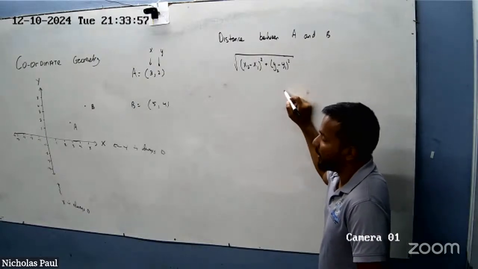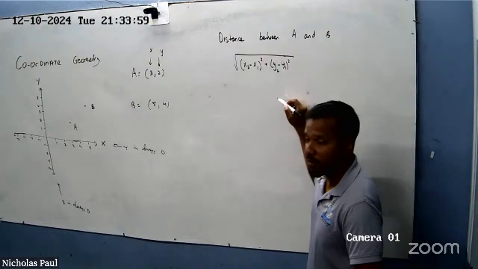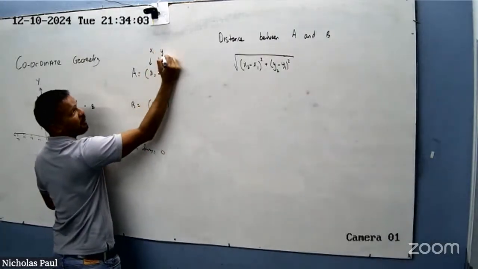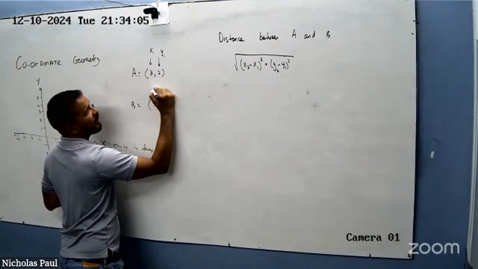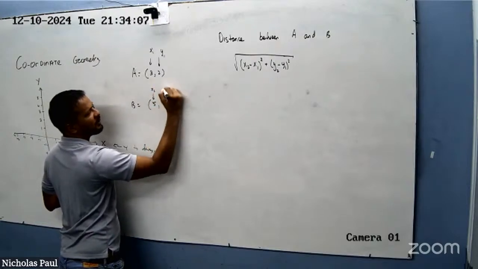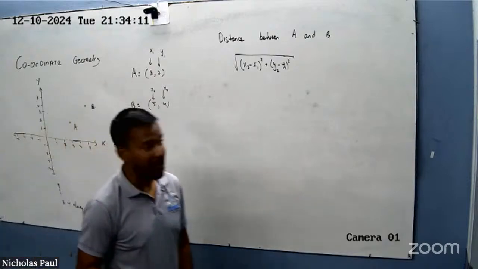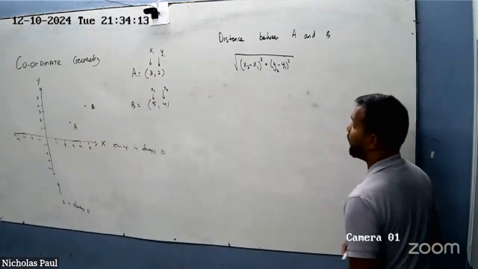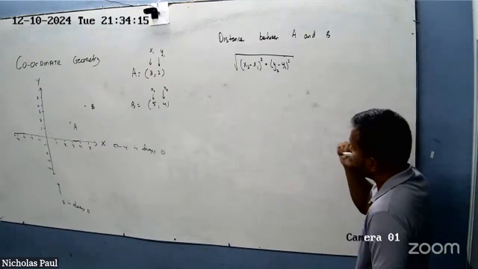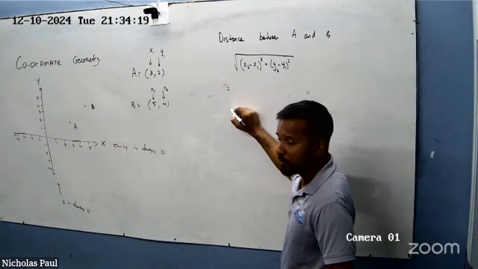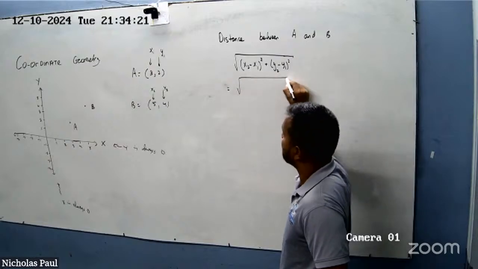Right, so it's up to you. You can label it however you want, but for now, I will choose this as x1, this as y1, this as x2, this as y2. Okay, I'll choose them like that, right? x1, y1, x2, y2. Nice. So let's work it out one time. All we're going to do is just plug the values in.